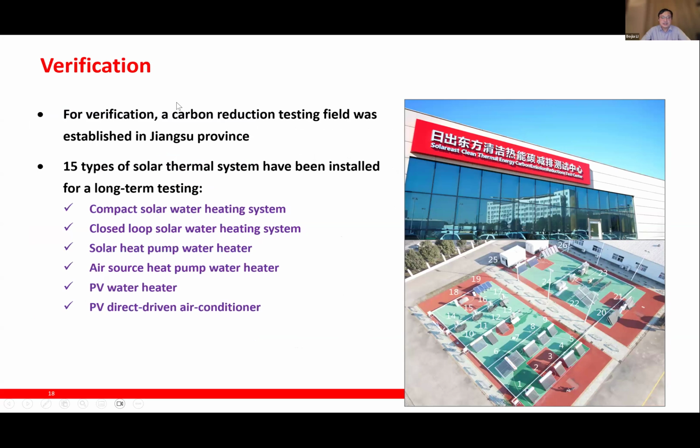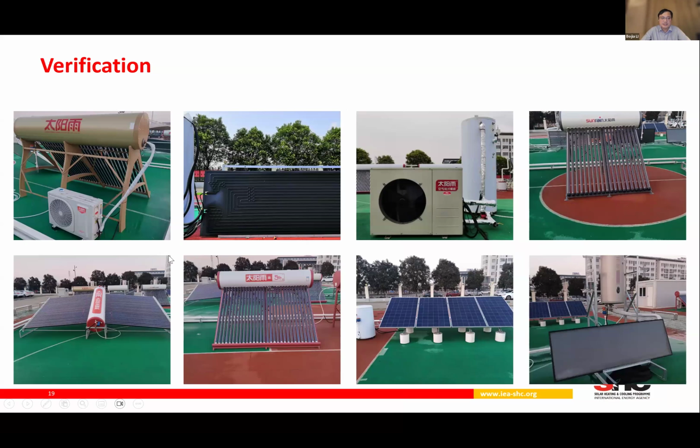And this is the verification. There was a newsletter on the IEA SHC website introducing this testing field, which was established in Jiangsu province with the help of Solar East. We tested a lot of system types, including thermosyphon systems, heat pump systems, PVT systems, even PV hot water systems. But in this subtask, we use these three types to verify our model. This type is a compact system. This type is a closed system, mainly used on the balcony of high-rise buildings.